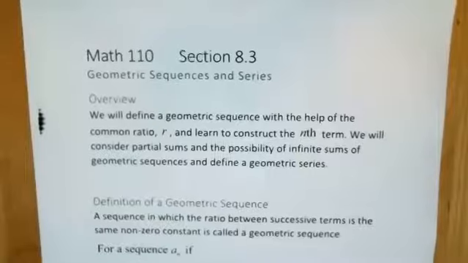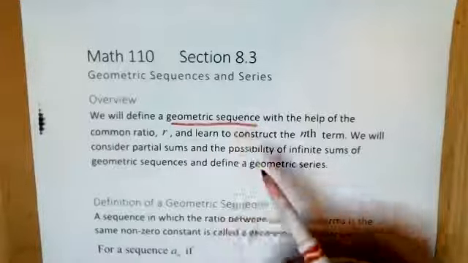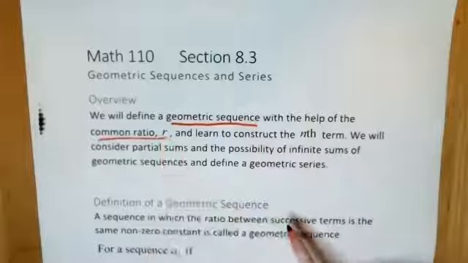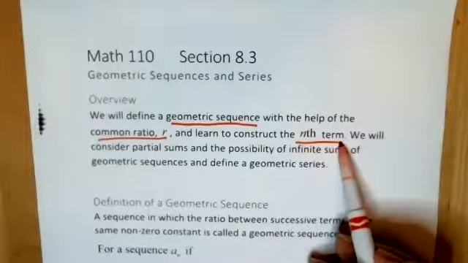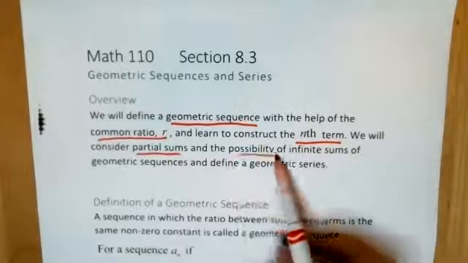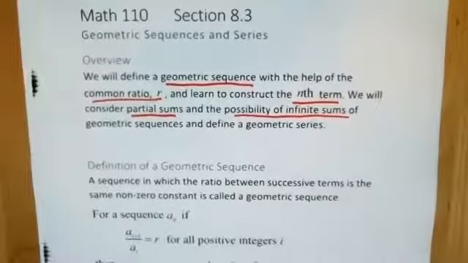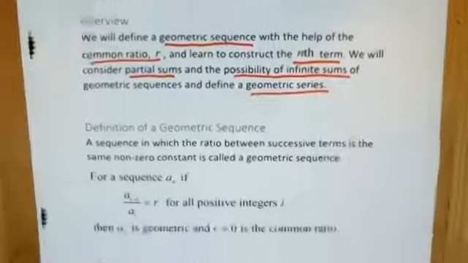Section 8.3, Geometric Sequences and Series. We will define a geometric sequence with the help of a common ratio. We'll learn to construct the nth term. We will consider the partial sums and the possibility of infinite sums of geometric sequences. And we'll define a geometric series.